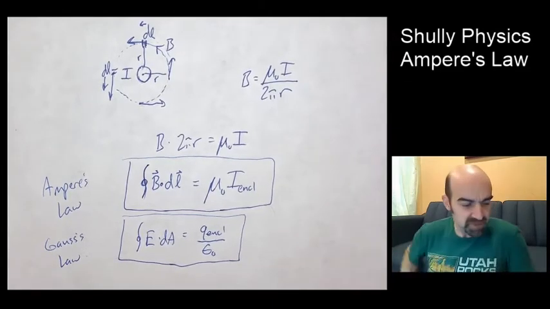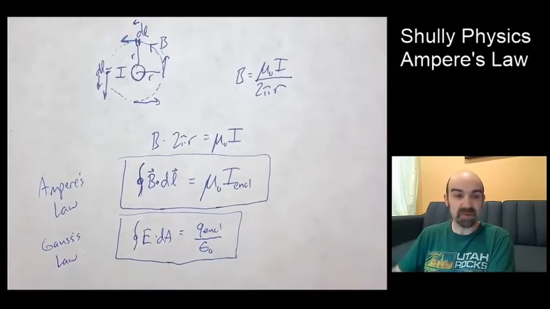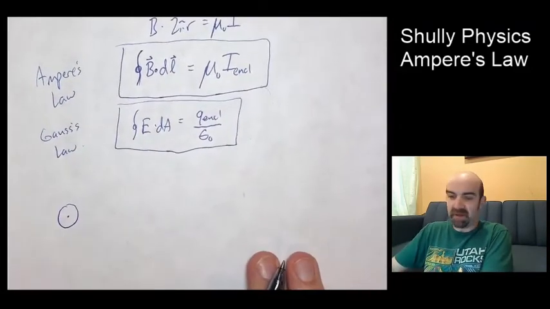So what do we know about, I'm going to blow this up a little bit. So this is the same conductor with a current coming out of the page.